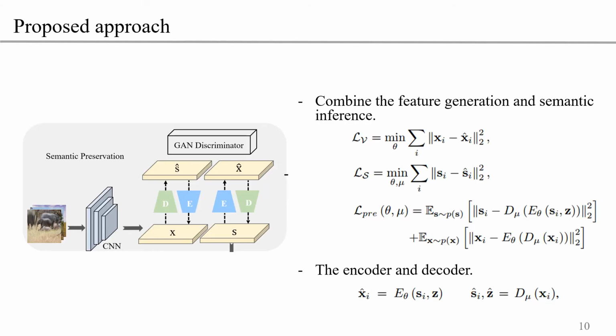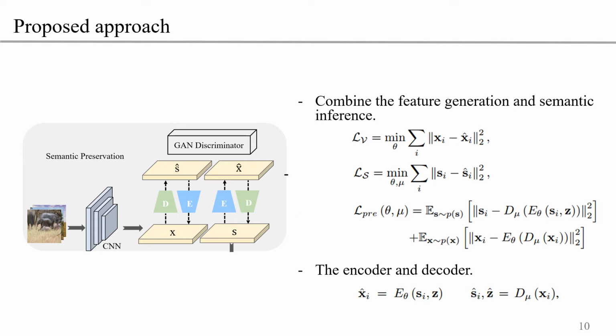For the semantic preservation network, the pseudo features x-hat are supervised with real features x, parameterized by theta, where E_theta is the encoder. Similarly, L_S is a supervision of semantics. Then we remap the generated features to semantic space to keep the visual-semantic cross-modal consistency.